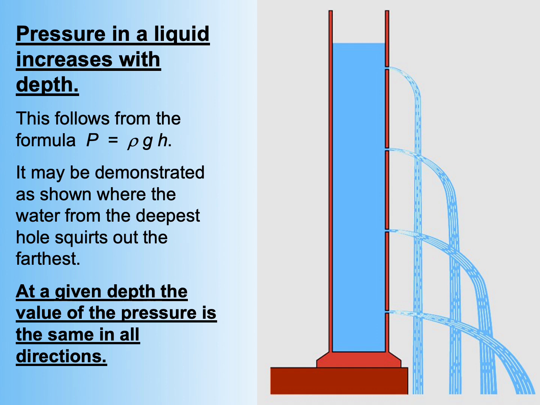If we had gaps in the container either side at the same height, we would observe that at a given depth, the value of the pressure is the same in all directions. So if, for example, at the bottom of the container, we had two holes opposite each other at the same height, we would be able to observe probably the same amount of water squirting horizontally before it drops down vertically on either side. So a second law or rule here is that at a given depth, the value of the pressure is the same in all directions.